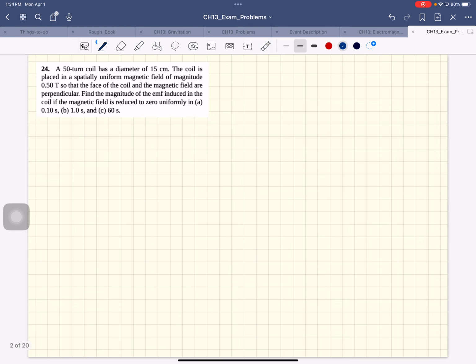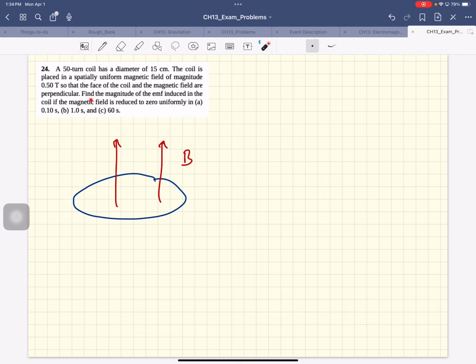Okay, so there's the coil and there's the magnetic field. Find the magnitude of the EMF induced in the coil if the magnetic field is reduced to zero uniformly in 0.1 seconds. Okay, so we'll just do part A.